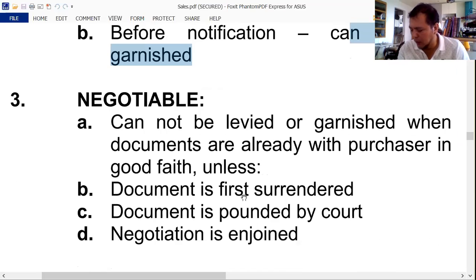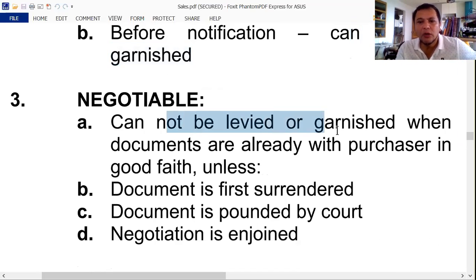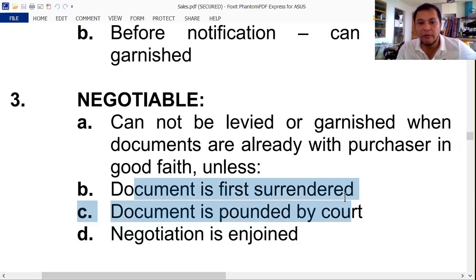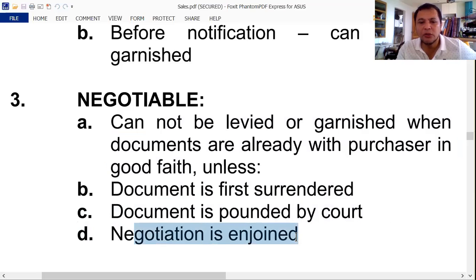Then if the document and the goods are covered by a negotiable document of title, then the goods cannot be levied or garnished when the documents are already with a purchaser in good faith. Okay? So if it is already in the hands of a purchaser in good faith, then it can no longer be levied or garnished unless the document is surrendered or the document is impounded by the court or the negotiation has been stopped, no? Meaning it's enjoined, meaning it has been stopped.